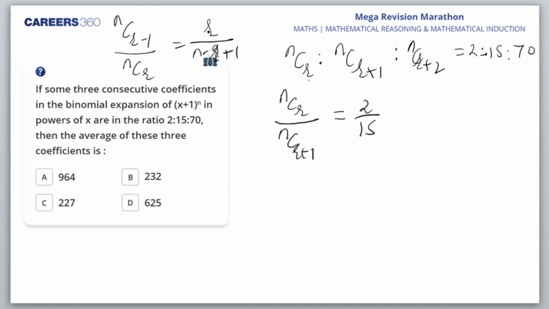Here instead of R I'll get R plus 1. And here I'll get N minus R. Am I right? And that's equal to 2/15.